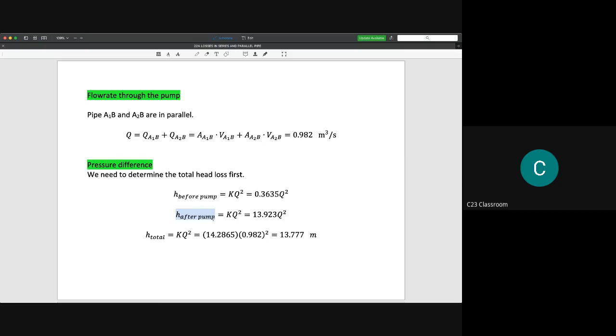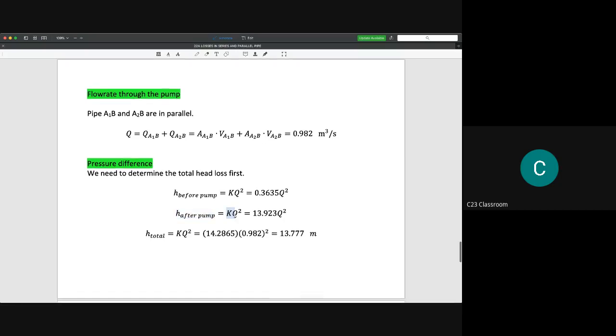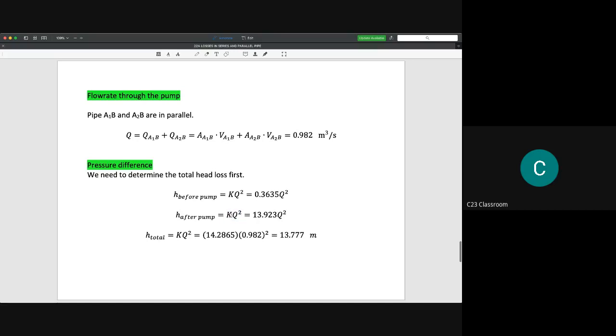So the losses after the pump, again you can calculate by using the equation of KQ squared. The K here can be calculated with the previously mentioned equation, which is FL over D over 2G A squared.